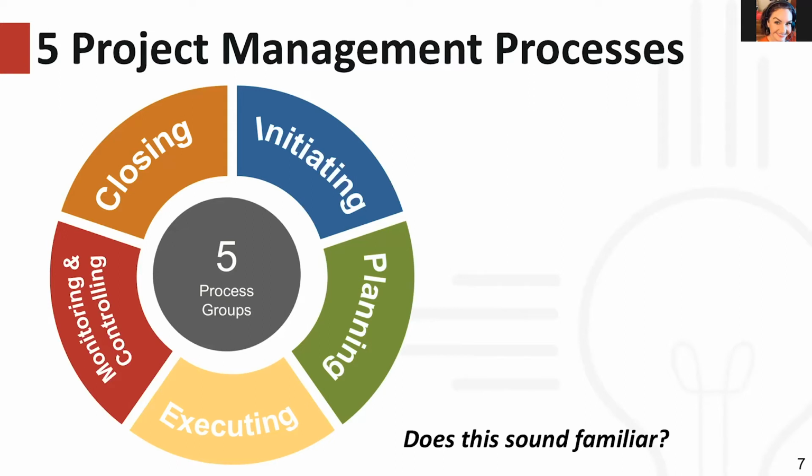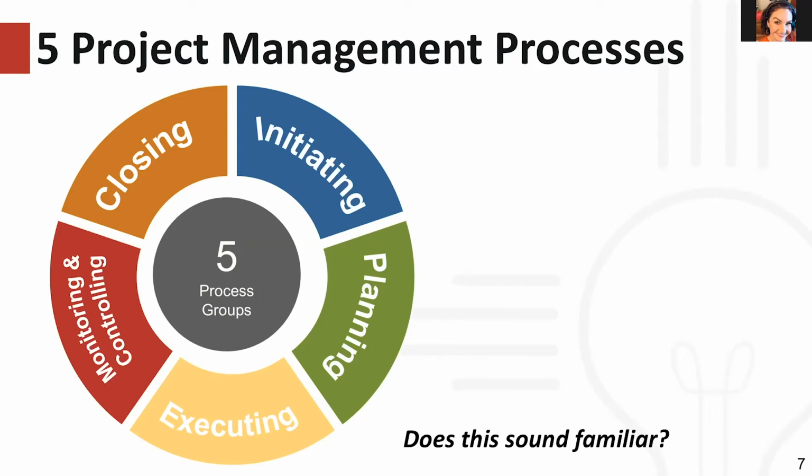Then in the planning stage, you're going to undertake the processes to establish the scope of the project, to refine the objectives, and then also define the course of action required to obtain those objectives. Executing is the processes to actually complete the work that you defined in a project management plan that you developed in the initiating and planning stages.